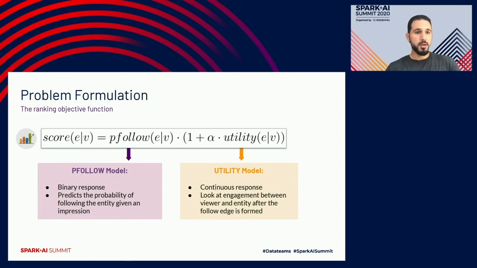More concretely, the mathematical formulation for our follows objective function has two components: the probability of a follow and the engagement or the utility after a follow edge is formed. And there's a tuning parameter that allows us to trade off or combine those two quantities in an optimal way, and that's controlled by our alpha parameter here. So this score is what defines the final ranking that the viewer or the member sees from the follow recommendations.